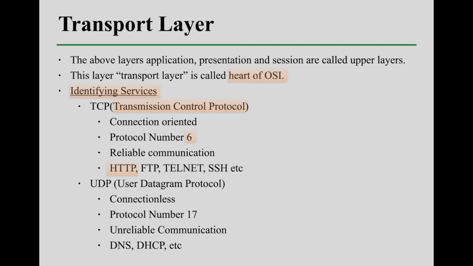Another widely used transport layer protocol is UDP, which is considered a connectionless or unreliable transport protocol. This is designed to provide faster communication between client and server. Some of the applications that use UDP as a transport layer are DNS, DHCP, and so on. We will cover some of the applications in the later topics. The protocol number for UDP is 17.